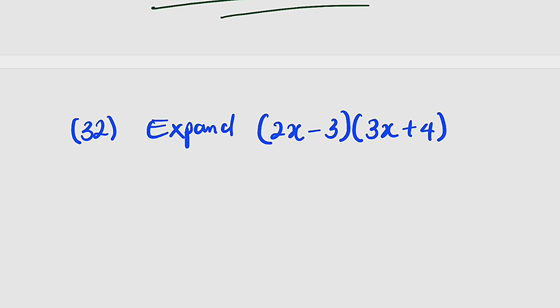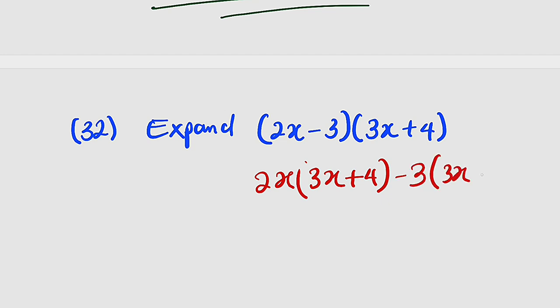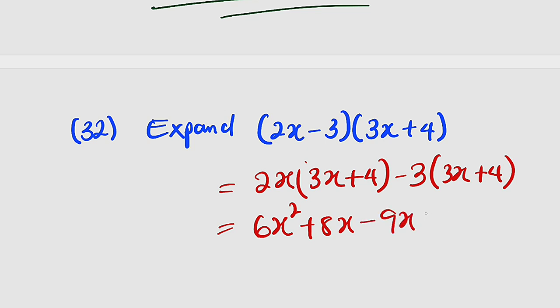Question number 32, we are asked to expand these factors. So we take the first number here, 2x, then we multiply over 3x plus 4. We take the second one, which is negative 3. We distribute it over 3x plus 4. Let's expand. 2x times 3x, that is 6x squared. 2x times 4 is 8x. Then you go to the other one, negative 3 times 3x, that is negative 9x. Then negative 3 times 4, that is negative 12.